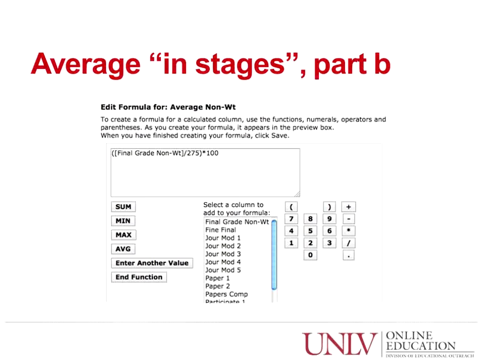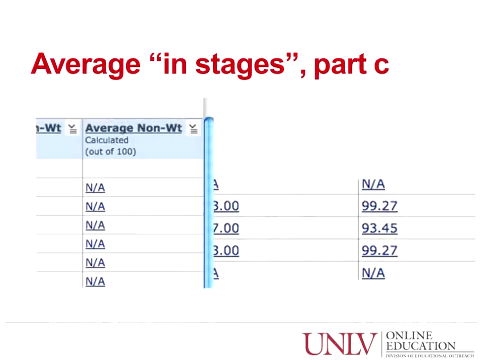Here, I do a simple division and then multiplication. So the first term is in parentheses. It's the number of points it accumulated with my previous formula divided by the maximum number of points, which was 275. And then I multiply that term by 100 to give me what their quote average would be. And you see that displayed on this screen here.